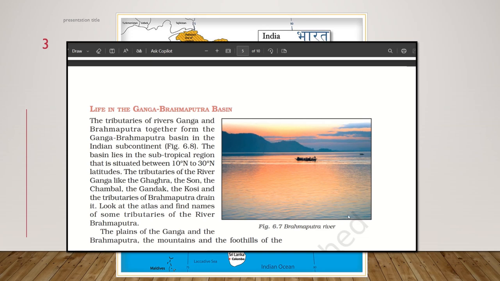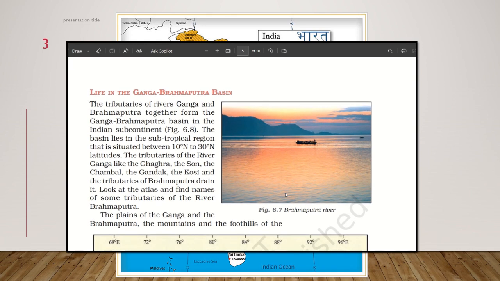So this is part 2 of chapter number 6 of class 7th geography, where we are learning about the life and environment of the tropical and subtropical region. In this video we are going to understand the life in the Ganga Brahmaputra basin. The tributaries of the rivers Ganga and Brahmaputra together form the Ganga Brahmaputra basin in the Indian subcontinent, which is very important for the geography of India.